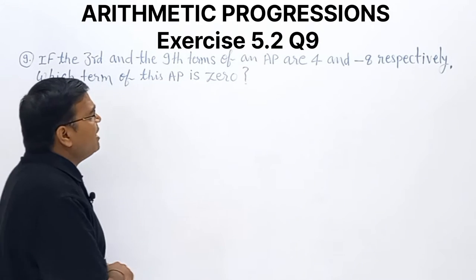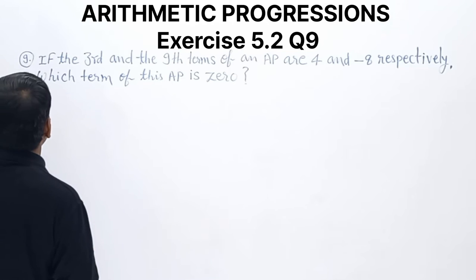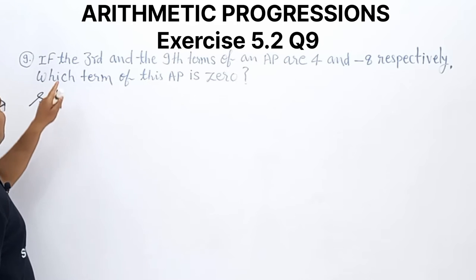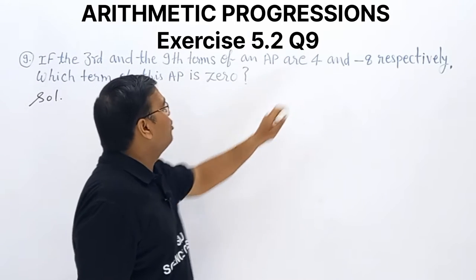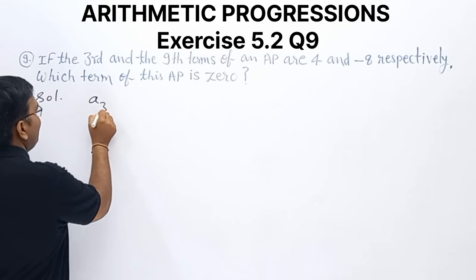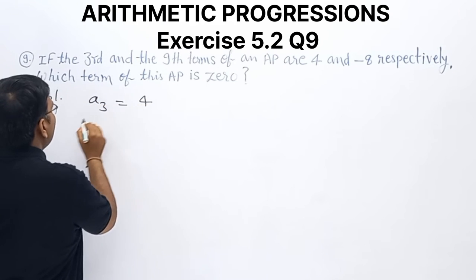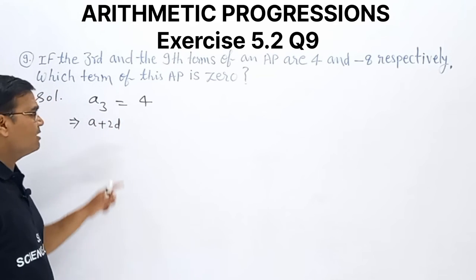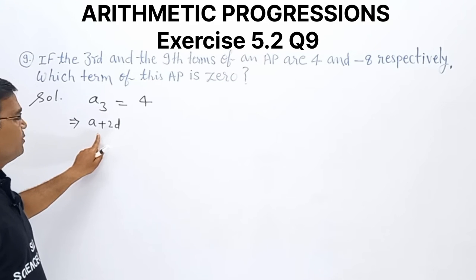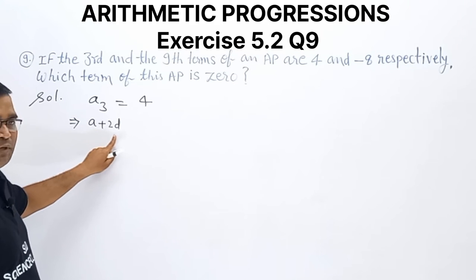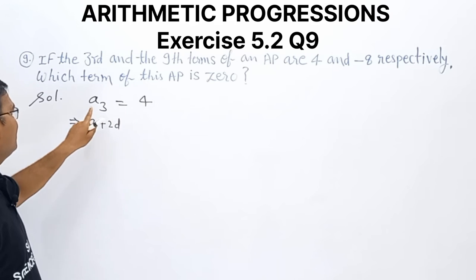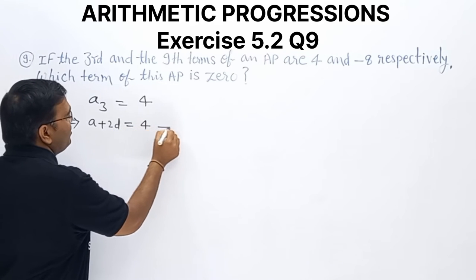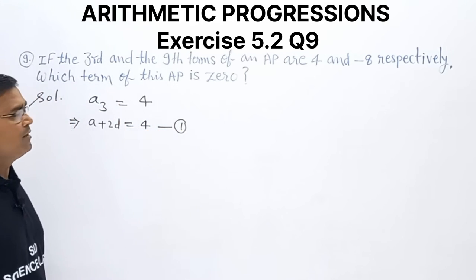Clear? So what things do we have? First we will write these things. Observe carefully. What about its solution? In the question, the third term is 4. So we can say a3 equals 4. A3 can be written as a plus 2d. Third term in the general form is a plus 2d, so a plus 2d equals 4. I am taking this as equation number 1.